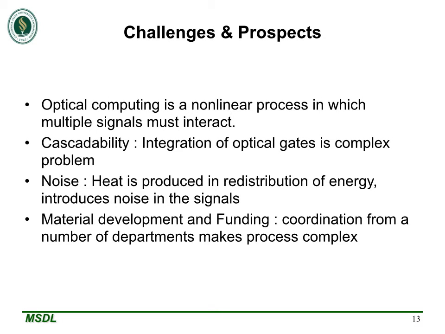The second challenge is cascadability. Cascadability to integrate a large number of all-optical gates is a highly complex problem, and it's a major obstacle in the way of building a complete optical computing system. Then we also have to deal with noise that interferes with the signal, and also material development and funding issues. Coordination and cooperation amongst various departments like material sciences, chemists, physicists, computer architects and optical engineers has to be done in order to make the process faster and easier.